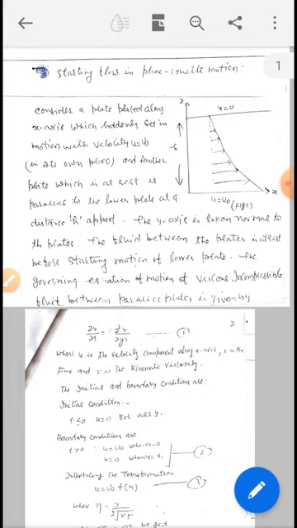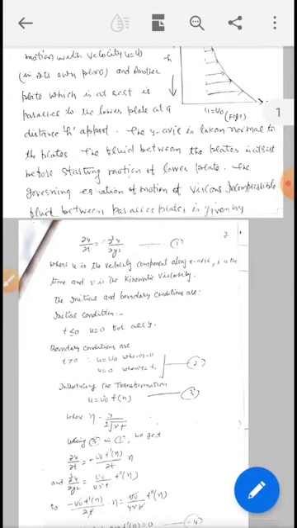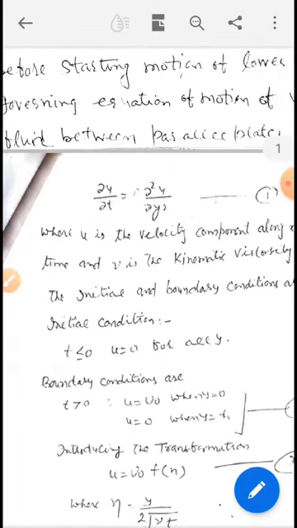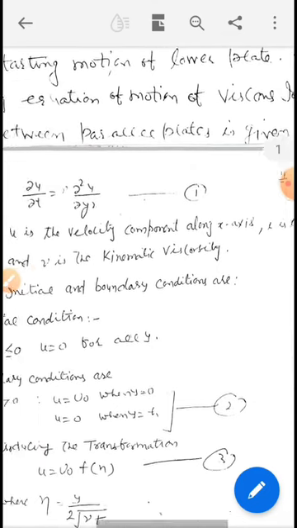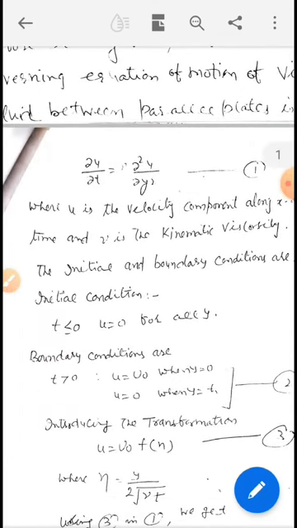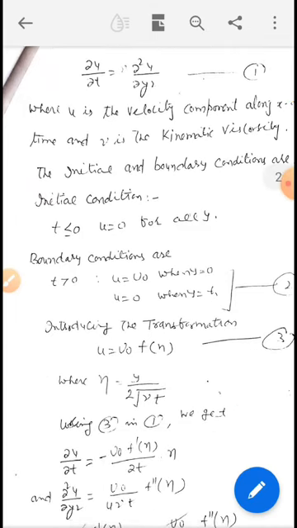The governing equation of motion of a viscous incompressible fluid between parallel plates is given by ∂u/∂t = ν ∂²u/∂y². This is equation number 1, where u is the velocity component along the x-axis, t is time and ν is the kinematic viscosity. The initial condition is u equal to 0 for all y when t is less than or equal to 0, and the boundary conditions when t is greater than 0 are u equal to u0 when y is equal to 0, and u equal to 0 when y is equal to h. This is equation number 2.